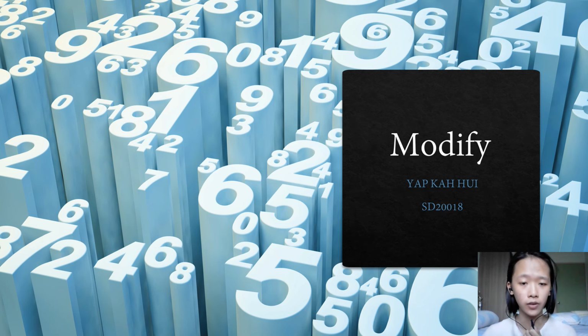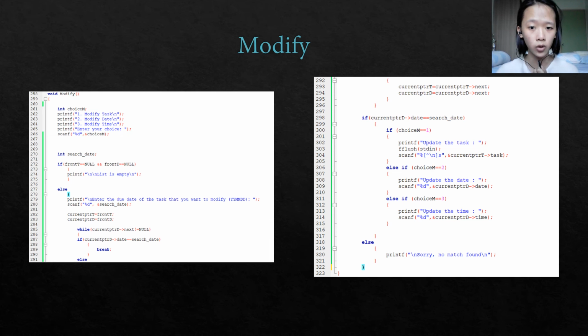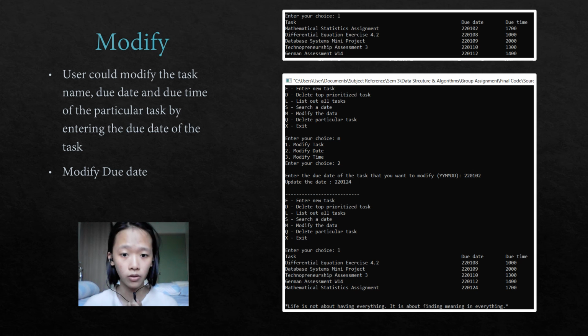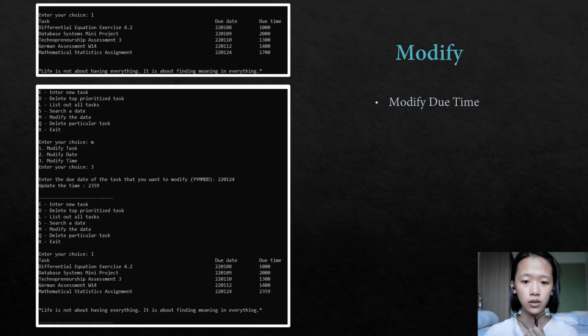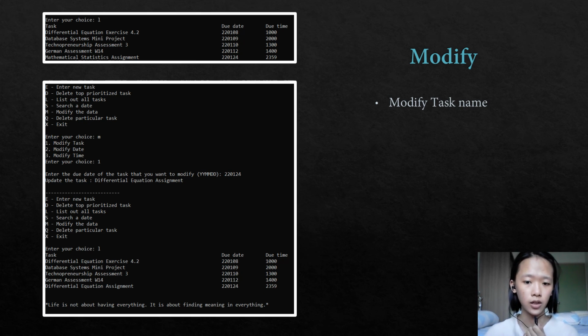Next is the modify function. This is the code for the function, and there are 3 types of modification. They are modifying task, modifying date, and modifying time. Users could perform modification by entering the due date of the particular task, and this is the sample output for the due date modification. Next, this is the output after modifying the due time. And last is the output for modifying the task name. Thank you.